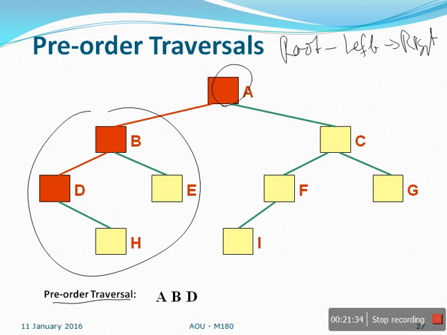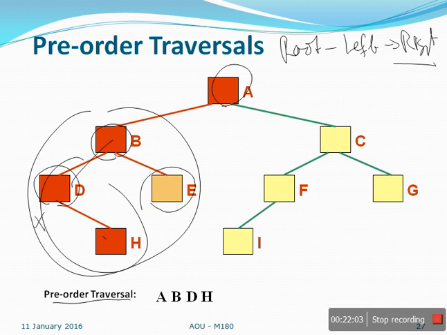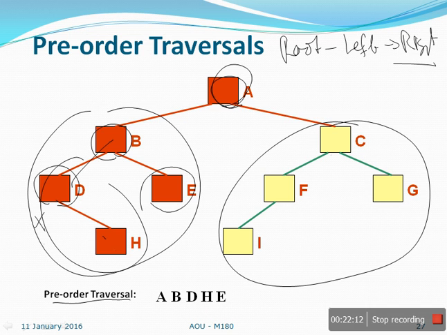We process D, and D is again a root, but D does not have a left. So the root is processed, left is not there, and what remains is the right. Root is done, left is not there, go to the right, that is H. Then we go back to B, because we have processed this. B is processed as a root, then it has E, so process E. Then go back to the right of the main root. The right is again a tree where C is a root, so process C.